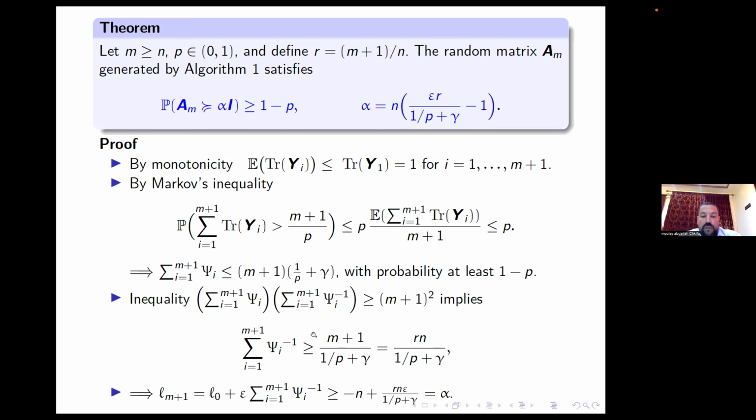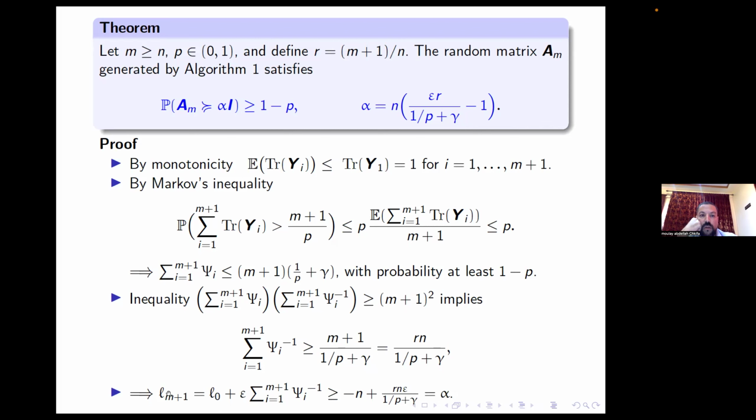And once we have this, if I go back to the algorithm, we know that the barrier L_{m_1} is just equal to L_0 plus the increment we were adding from one iteration to the other, which has this form over here. So this gives us that L_{m_1 + 1} is larger than alpha.